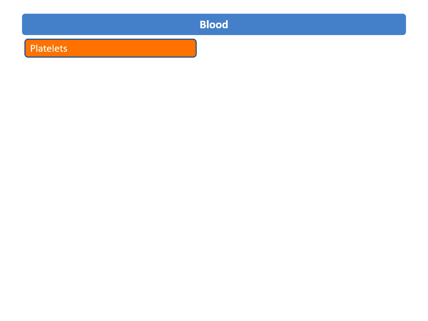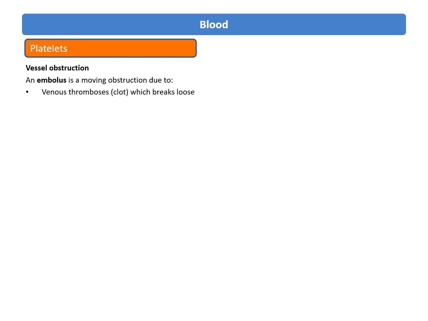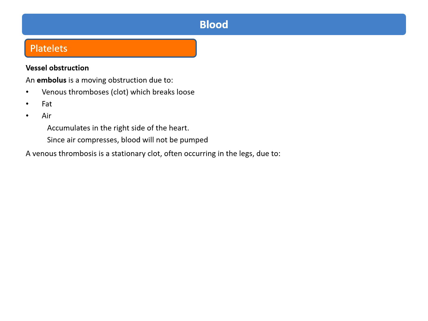Let's look at vessel obstruction. An embolus is a moving obstruction. This may be due to venous thrombosis, that is a clot in the veins, which breaks loose. Fat, air. Air may accumulate in the right side of the heart, and this would impair the flow of blood because air compresses. You'll understand more about this when we get to the cardiovascular system.